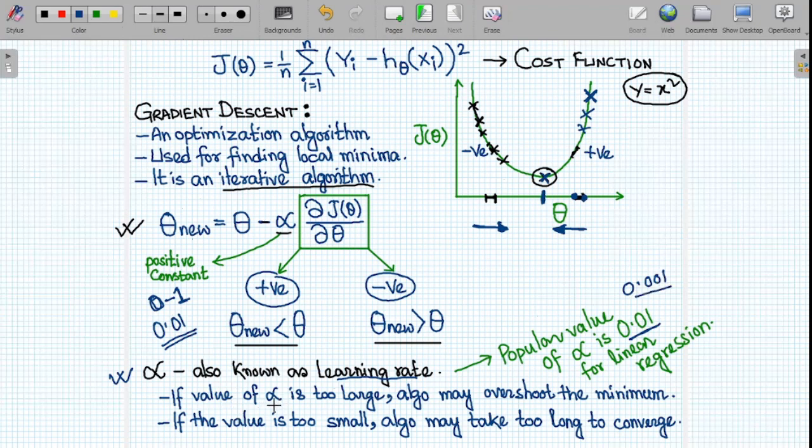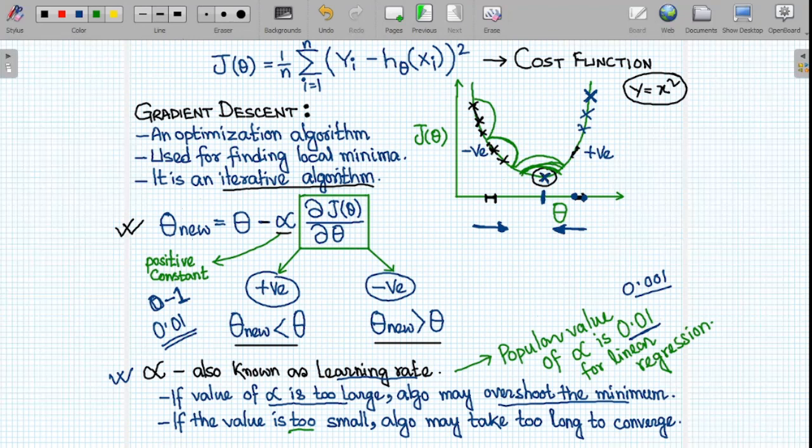If you choose a very large value for alpha, your algorithm may overshoot the minimum value. Why? Because your step size will be more. So if your step size is more, then there will be one point where you will overshoot the minimum point, and every time it will oscillate like this. So you will never reach the optimal position because your step size is fixed and it is large.